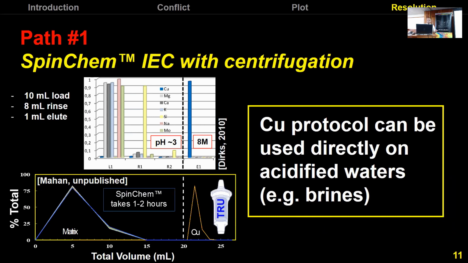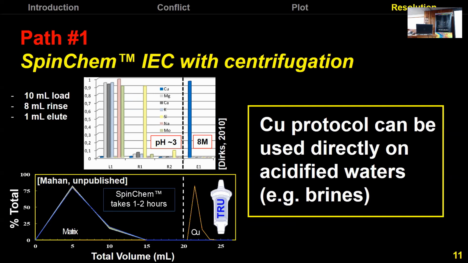The great thing about this, and the corollary that I think you've all pretty much already drawn, is that we can probably use this directly on acidified waters. So the two graphs over here on the left, this is published work that came out of someone's thesis, showing, the big blue bar on the right-hand side, that's all your copper coming out very, very quickly. On the left-hand side, that's all the trash, the matrix elements that we don't want. In there, you can see things like sodium, calcium, magnesium, the major stuff that you'd want to get out of there. And that all comes out very efficiently.